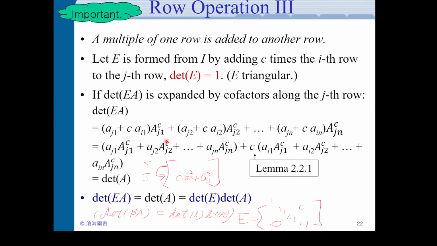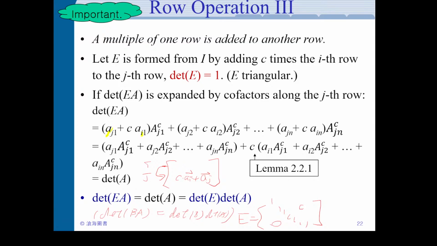And EA is this matrix where the jth row is added by the ith row times some number C. So it's A_jk that was already on the jth row, and then with a factor of C times A_ik. So this is the jth row, and I guess I should highlight those j and i here.